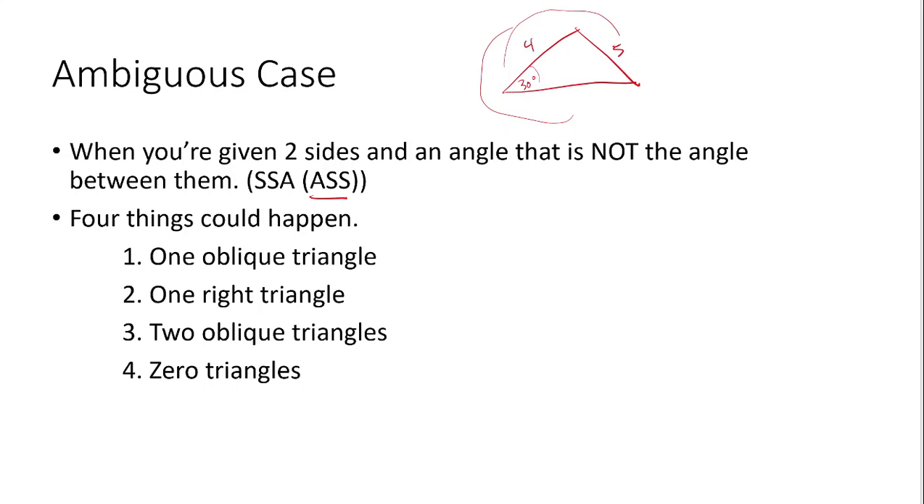Now what can happen? Well, 4 different things could be the case here. We could have a single oblique triangle. This one, I believe, if I'm not mistaken, is a single oblique triangle. Okay, we could have a right triangle. That's a really nice situation. We could have 2 oblique triangles, or we could have no triangle. And let's look at why each of those things might occur.